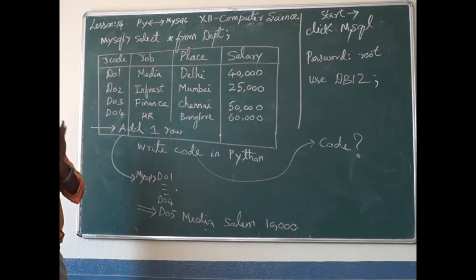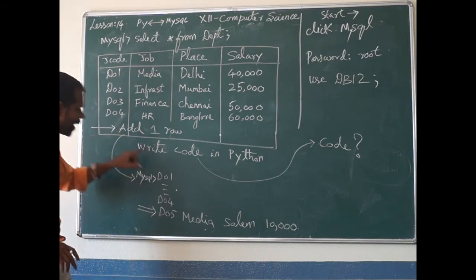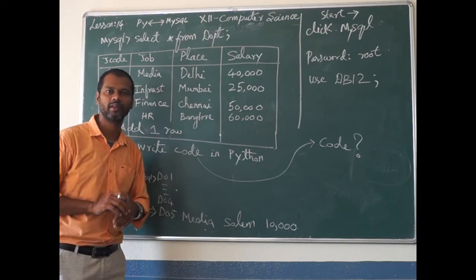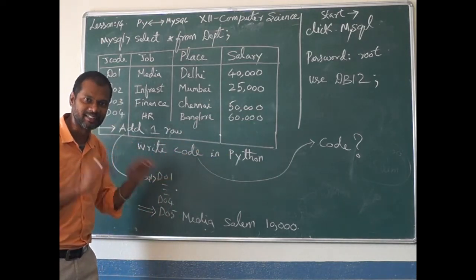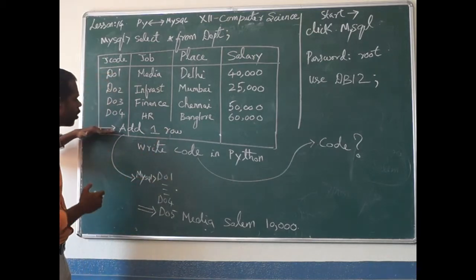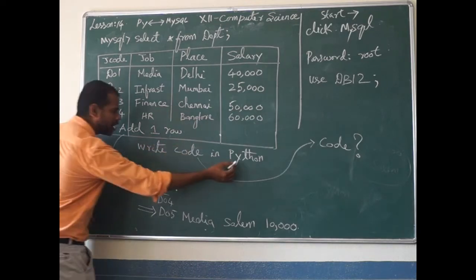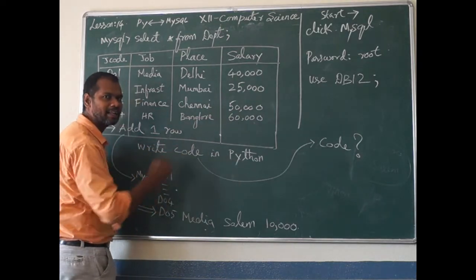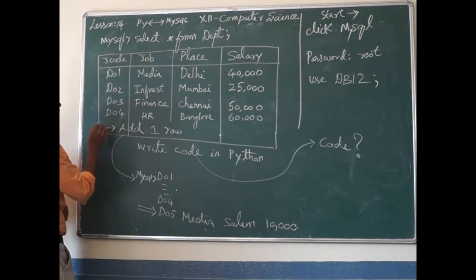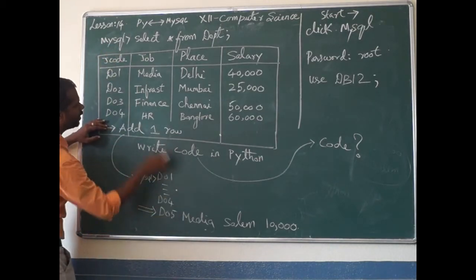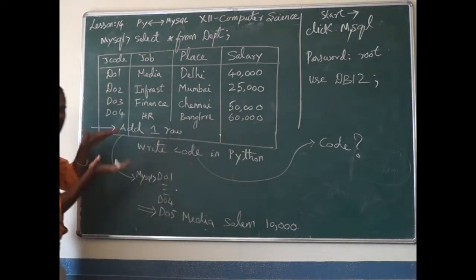You should not use SQL coding. Rather, you have to write the code in Python. You are going to write programming code in Python such that one more row is added in SQL. Once again I will repeat, in Python you are going to write a code and that will be reflected back in MySQL such that in this place D05 Media Salem 10,000 is going to be inserted.